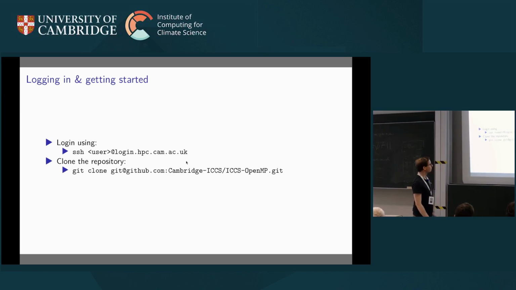Right, so to those who are logged in, we've got a repository with the exercise on this Git address. So git@github.com, Cambridge ICCS/ICCS OpenMP.git. Is SSH clone going to work, or should I have rewritten it as an HTTPS clone? I think you can clone if it's public. Yeah, I should.